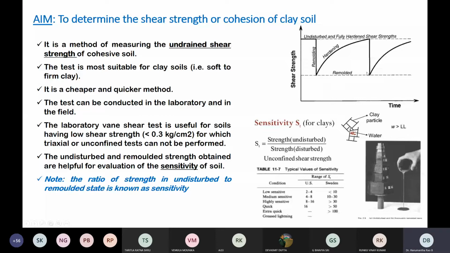So the applications of the Vane shear test are enormous. So the Vane shear test may be required. Sir, can you once again explain sensitivity, sir, with an example?